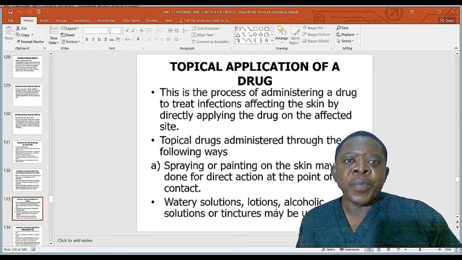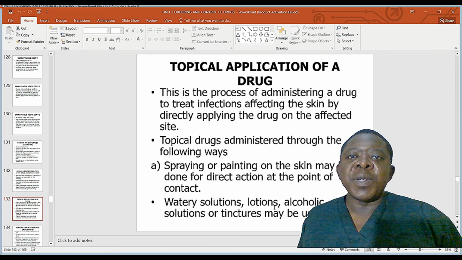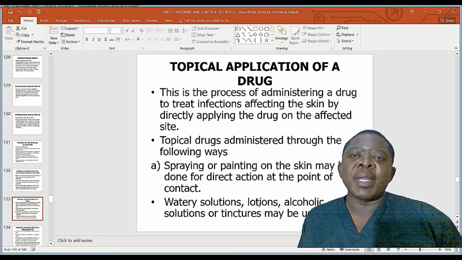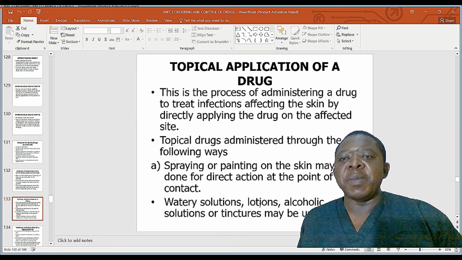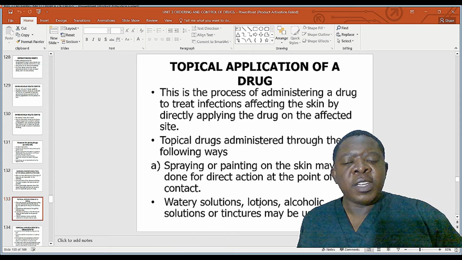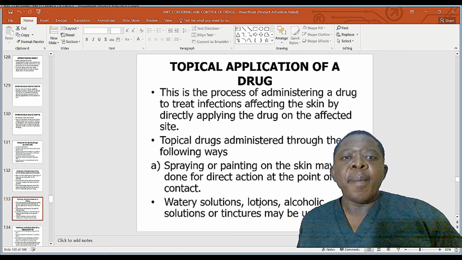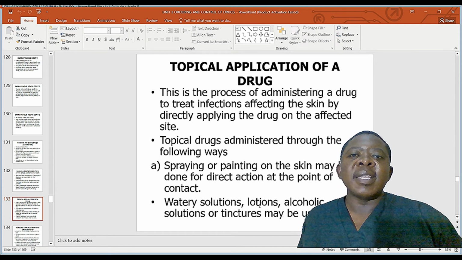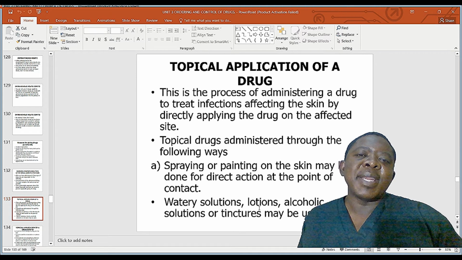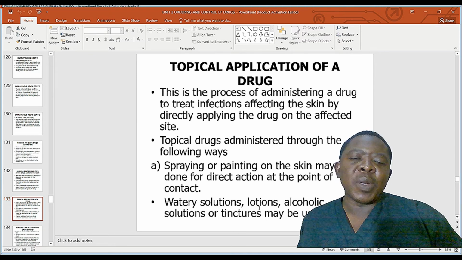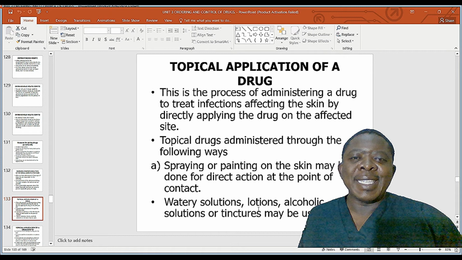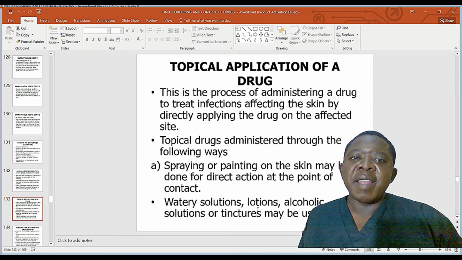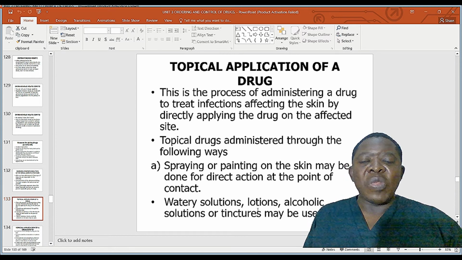Then this is when we talk about topical application of a drug. Topical application is the process of administering a drug to treat infections affecting the skin by directly applying the drug on the affected site. So we say this drug is applied topically, meaning it's applied on the skin or mucous membrane. So this is the process of administering a drug to treat infection affecting the skin by directly applying the drug on that affected site.